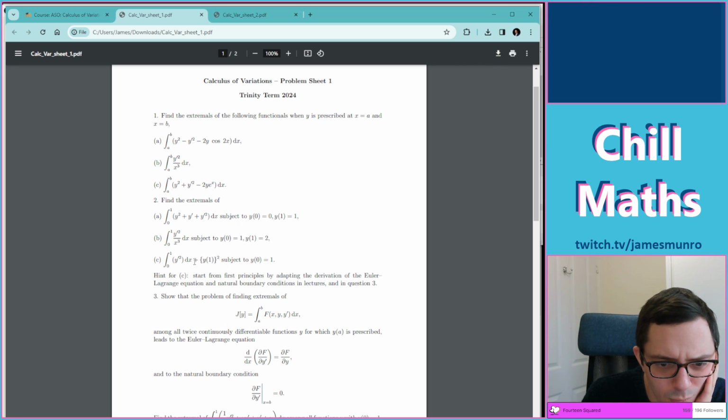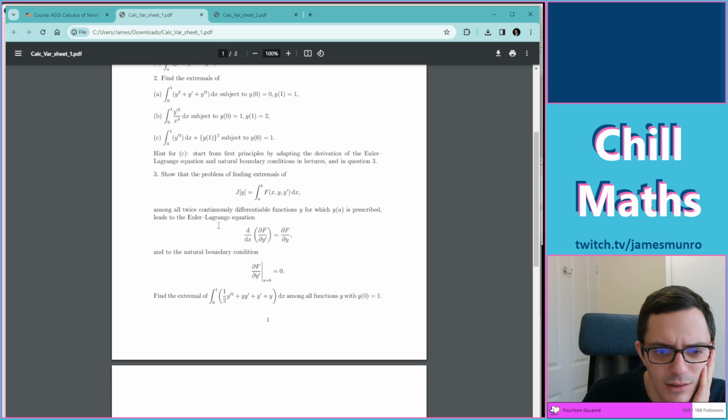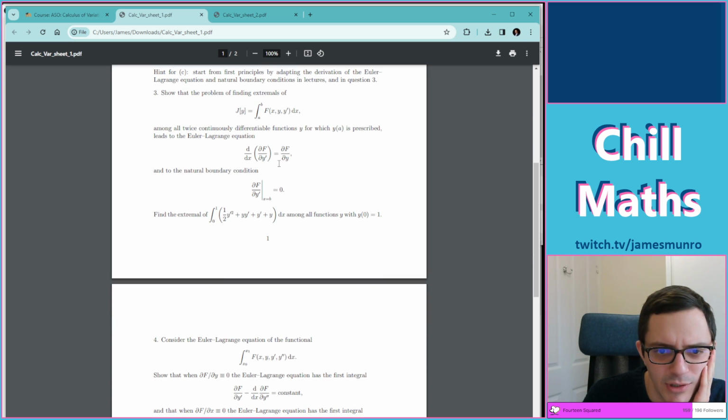And then this one is weird because it's got plus y of 1 squared. And there's a hint: adapt it. Yeah, okay. I vaguely remember there's something weird that happens because this y of 1 is at the boundary of the integral. Anyway, never mind. There's a weird thing of adding on y of 1 squared. Okay, make some more Lagrange equations.